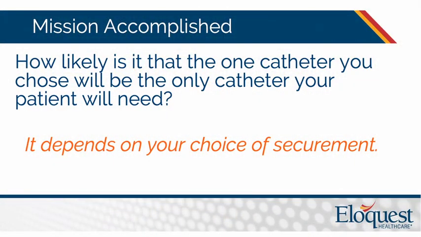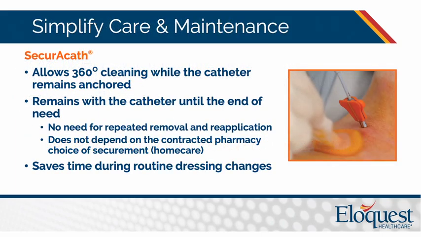So, how likely is it that one catheter you choose will be the only catheter the patient needs? It depends on your choice of securement. One of the things that we want to do also is simplify care and maintenance. With a SecureCath, it stays with the catheter, one SecureCath, the whole time, till the end of need. So you don't have that panic moment, and if you're a nurse or somebody who changes dressings, you know those moments. Are they going to sneeze, cough, roll over, whatever, is that thing going to fall out? You never have to worry about that with the SecureCath. It's the only securement that stays with the line for the life of the line.